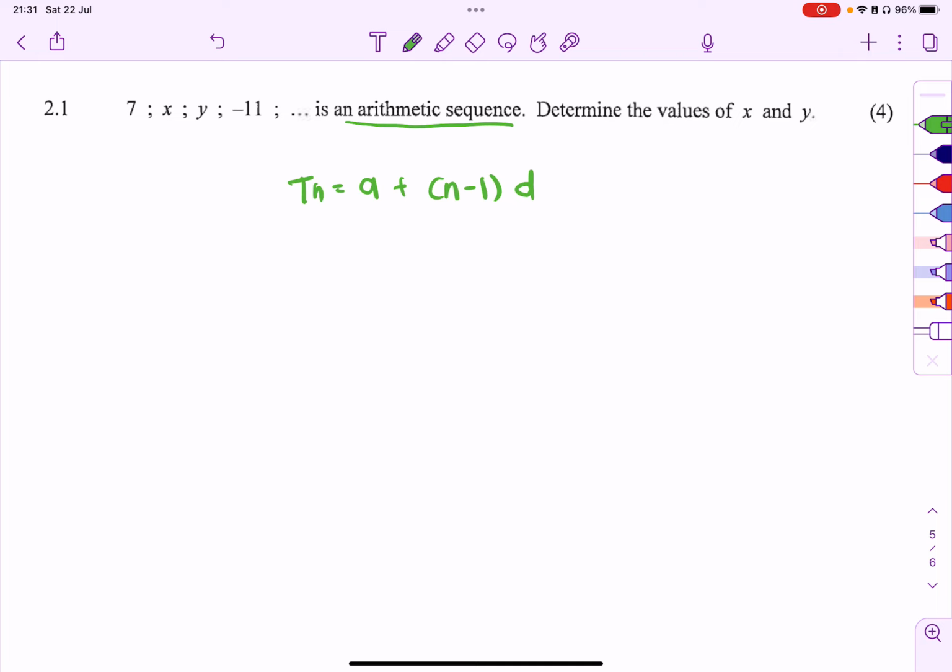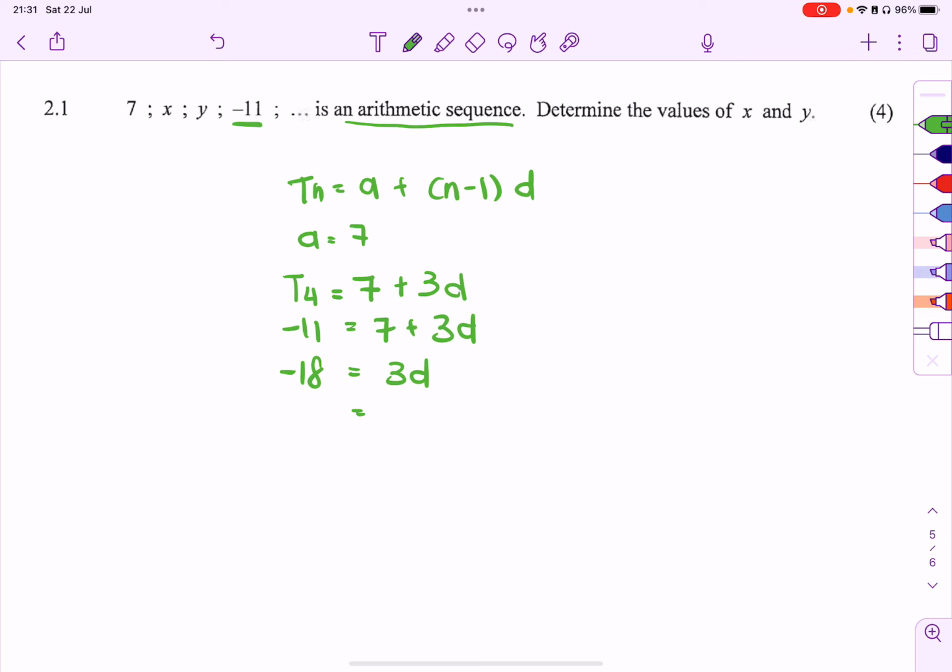So let's first find the general solution. a is the first term, so that means it's 7. Now we can use minus 11 to find what d is. So this n is 4, it's the fourth term. T4 is equal to 7 plus (4 minus 1), which is 3, times d. T4 is minus 11, so minus 18 equals 3d. d is equal to minus 6.